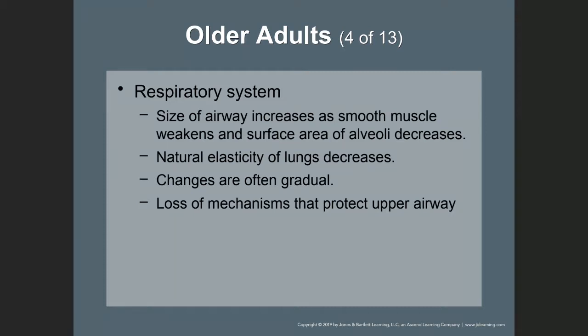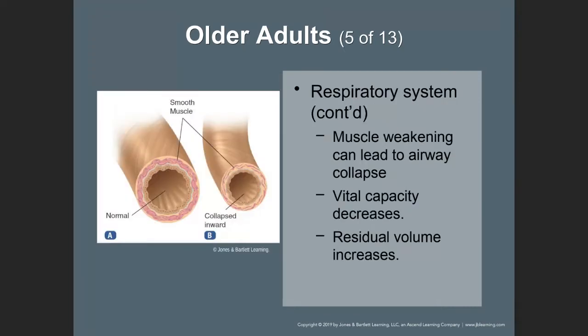Loss of mechanisms that protect the airway. There is muscle weakening, which can lead to airway collapse. Vital capacity decreases, their residual volume increases. And if they're having an increase in residual volume, it can put them at risk for retaining too much CO2.